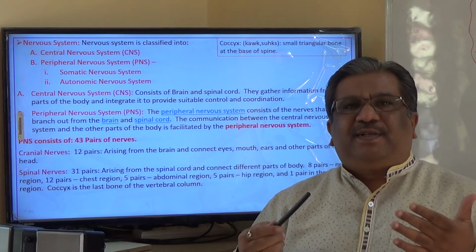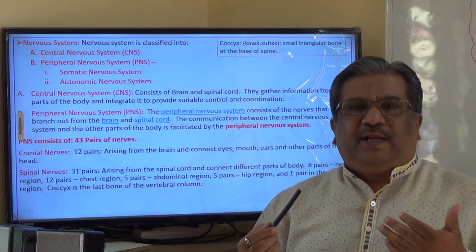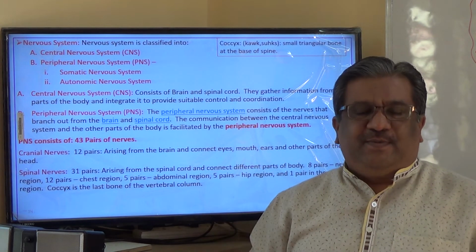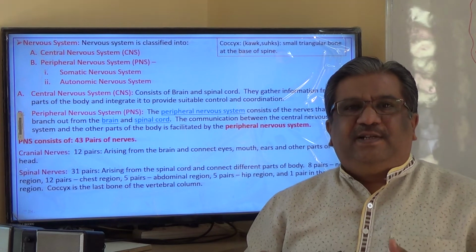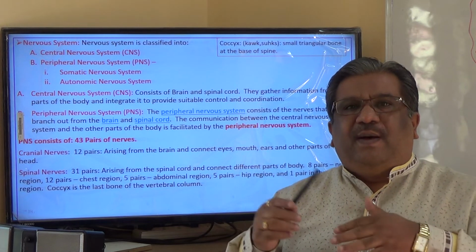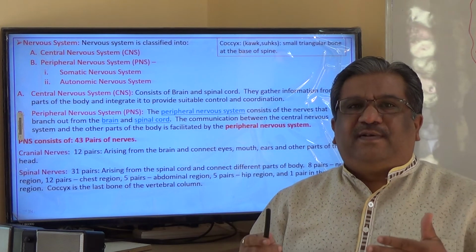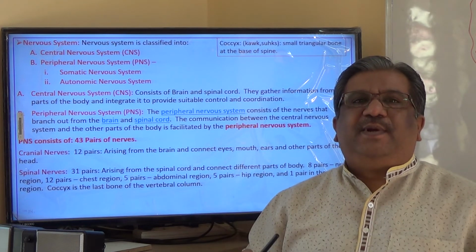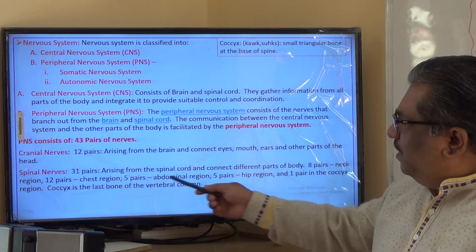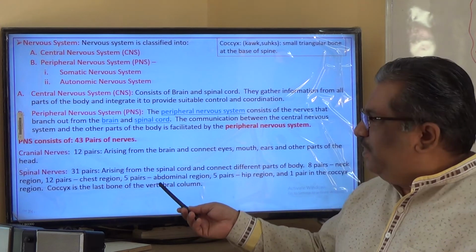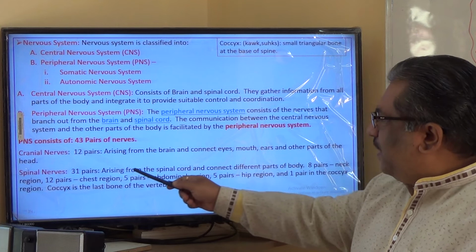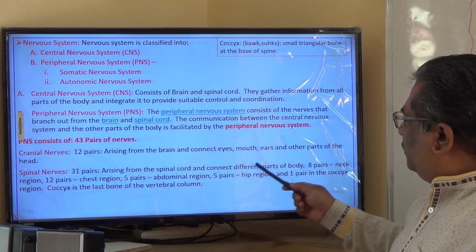For example, few pairs emerge from the neck region. That means from the spinal cord into the neck region, the nerves will get distributed. Abdominal region, chest region, hip region. This is how different number of pairs of nerves emerge from the spinal cord and they establish the connection with all different body parts. Some details have been given. This paragraph no need to remember, but it is interesting to see here. 31 pairs arising from the spinal cord and connect different parts of the body.